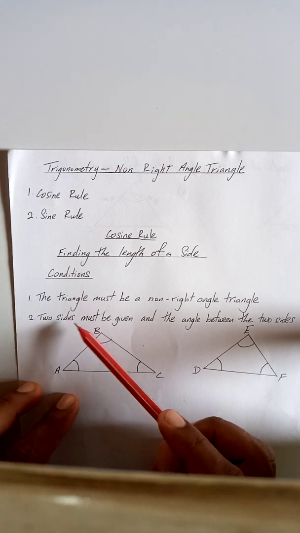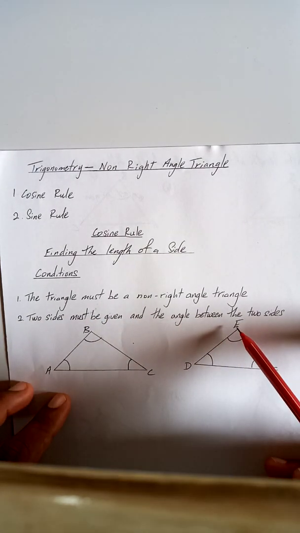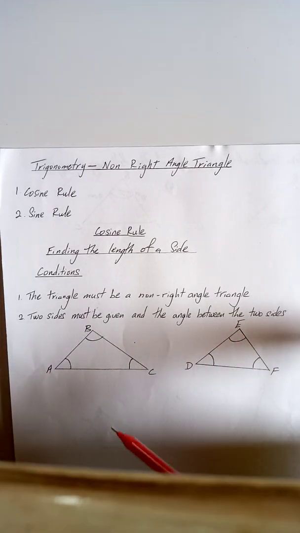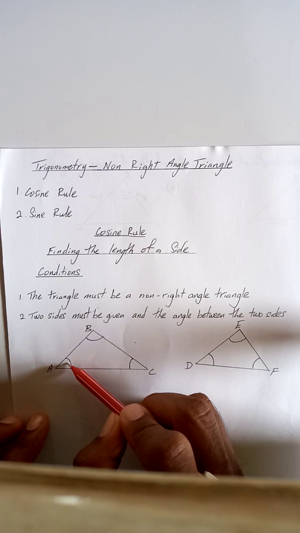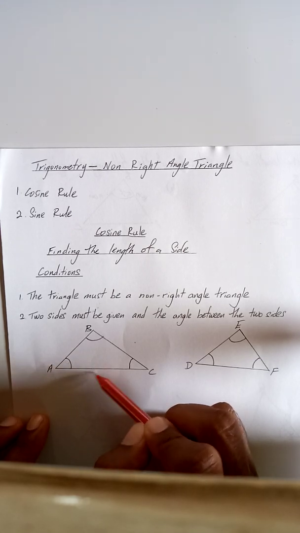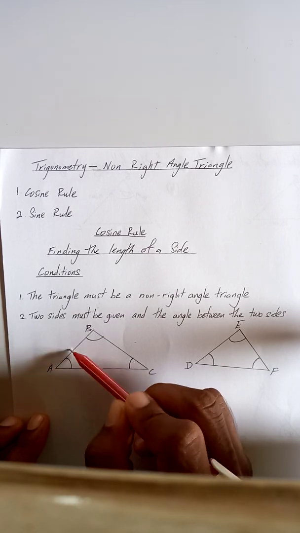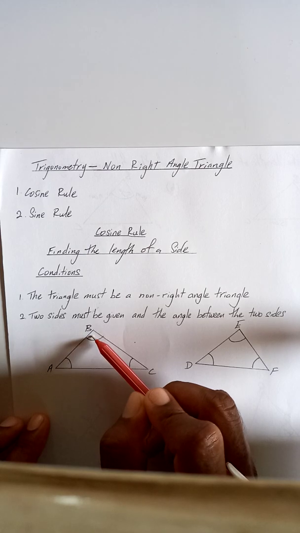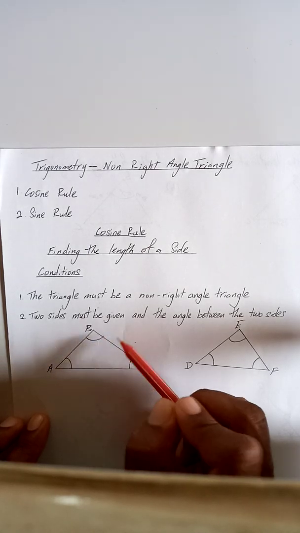Secondly, two sides must be given and the angle between the two sides. Good. This is what it means. So let's say we are given angle A, right? So the two sides must be given, so we must be given this side and this side. So here the angle will be between the two sides. Or let's say we are given angle B, we must be given these two sides, so the angle will come between the two sides. Good.